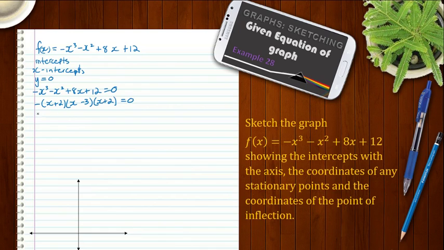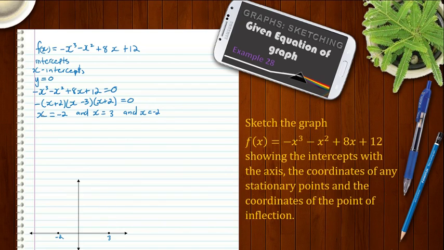Okay, so that means that my x-intercepts lie at x equal to minus 2 and x equal to 3 and x equal to minus 2 again. So that actually means that one of the turning points lies on x equals minus 2. Once I've got that, I can plot them here. Remember to name them. So this one would be at minus 2 and this one would be at 3.